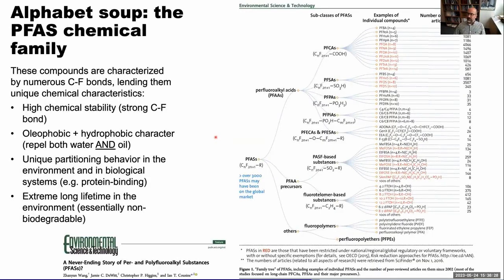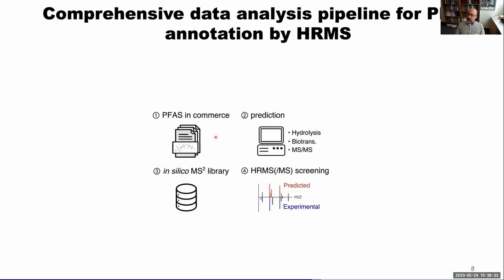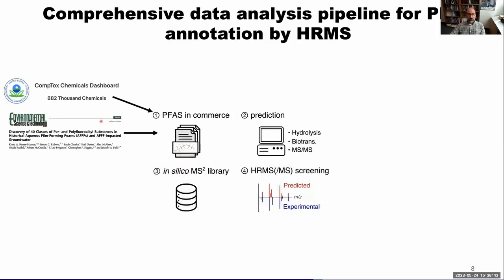So how do we start to access these analytically? Well, in our laboratory, what we've set out to do is come up with a comprehensive and systematic analytical pipeline for PFAS annotation using high-res mass spec. So we start with lists of compounds, and we're able to use both the EPA's chemistry dashboard and the compilations of PFAS chemicals that they have created, as well as some in-house databases based on careful, systematic analysis of things like firefighting foams, to come up with lists of compounds that might be present in consumer products or potentially in the environment.